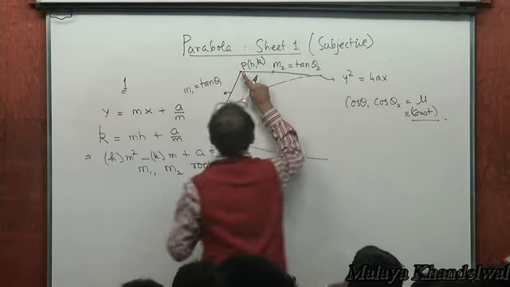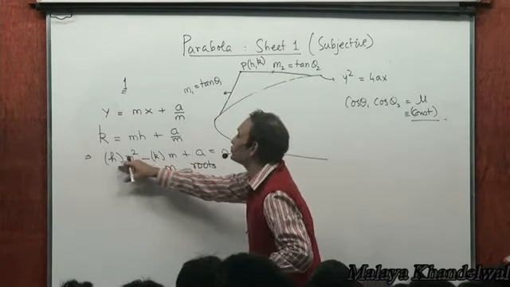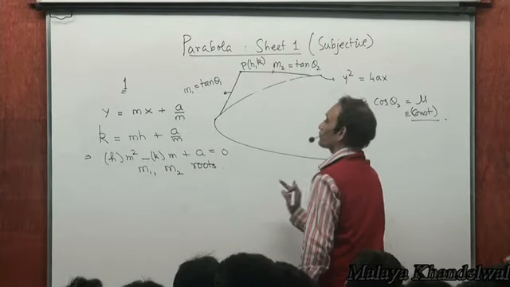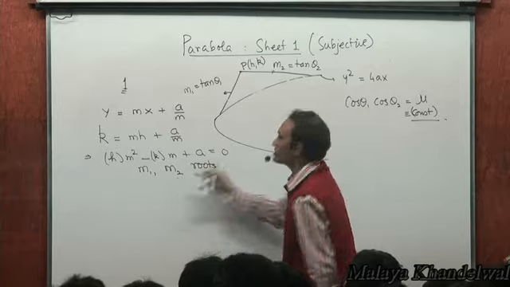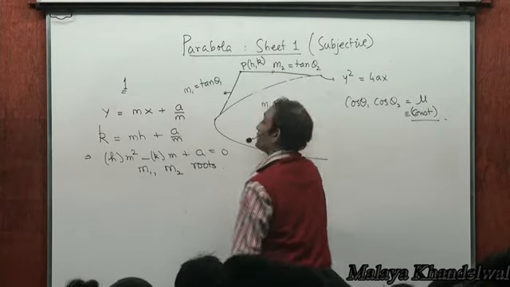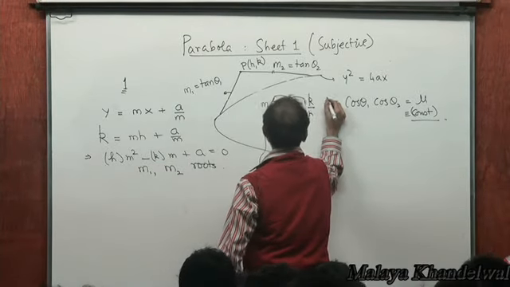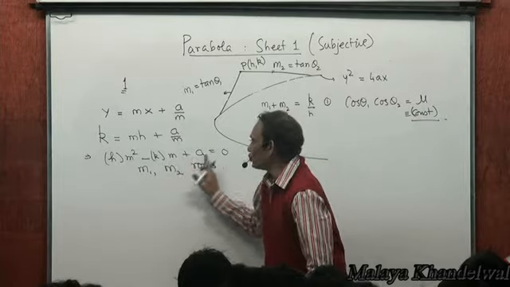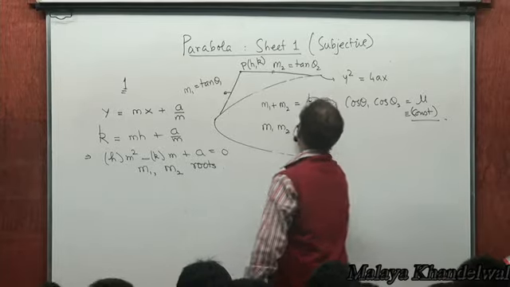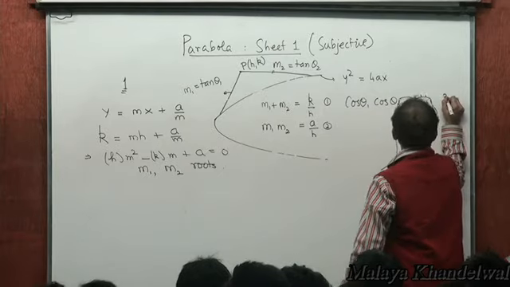So if I have a point hk, and if the slopes of the tangents are m1 and m2, then m1 m2 would be the roots of this quadratic in m. Now, what would be the sum of the roots m1 plus m2? k by h. Product of the roots, a by h. And this is the condition.